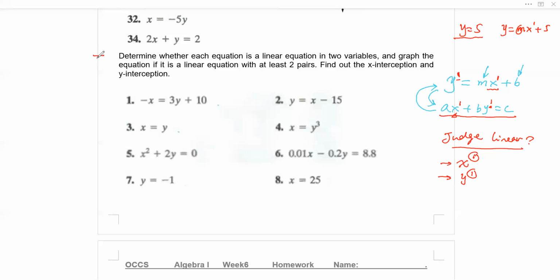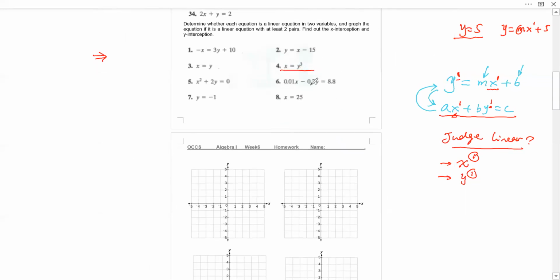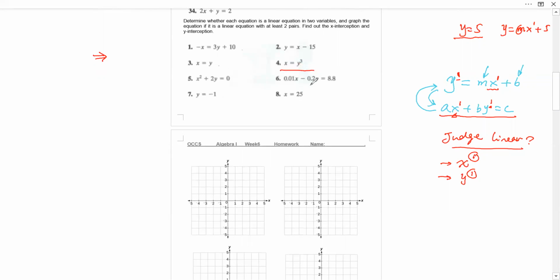So, see this one: determine whether each equation is a linear line in two variables, and graph the equation if it is a linear line, with at least 2 pairs. Find the x-intercept and y-intercept. This is just like asking you to graph, right? Let me zoom out a little bit so we can graph in the bottom part. Let's see first, this one: the power here is 1, and here the power is 1. If you're not sure, you can graph this one as well.